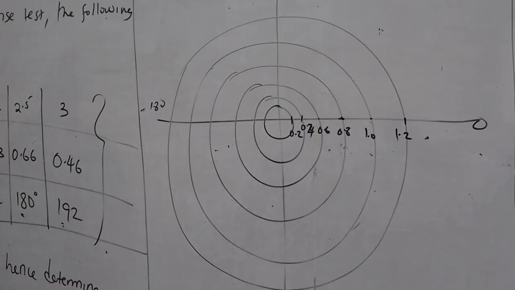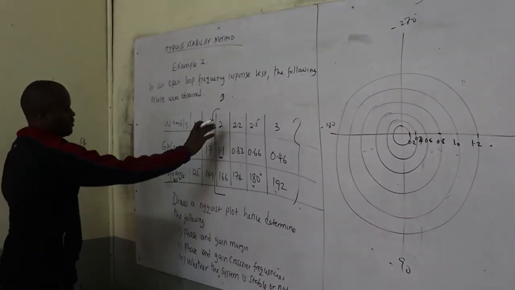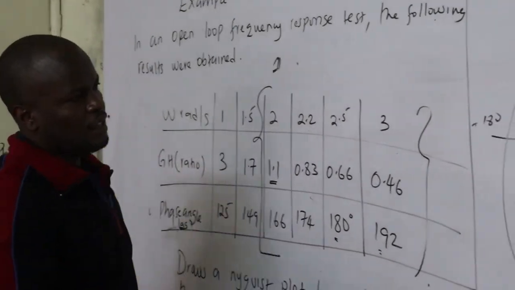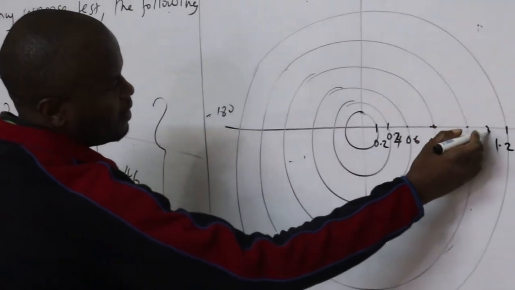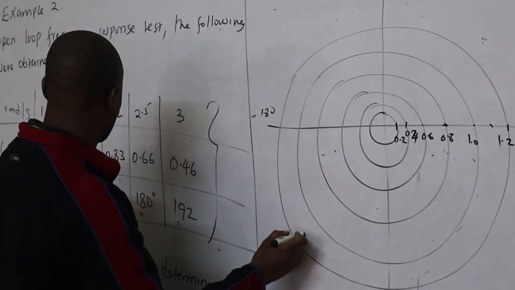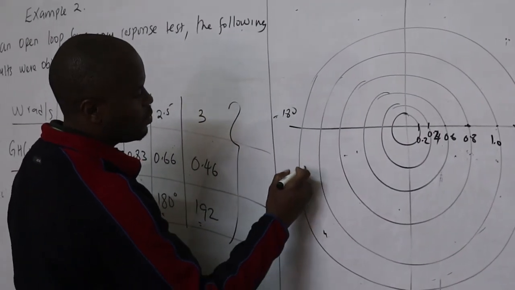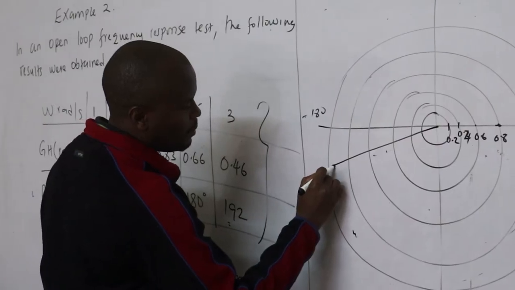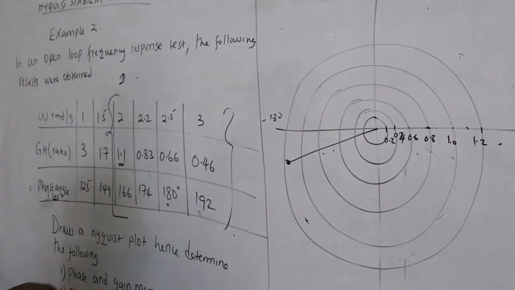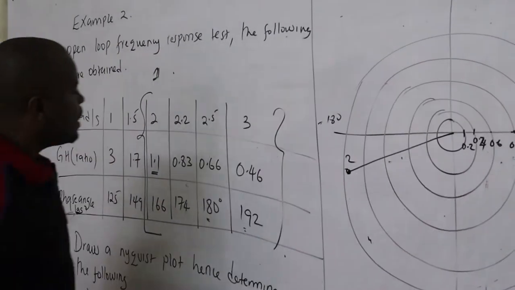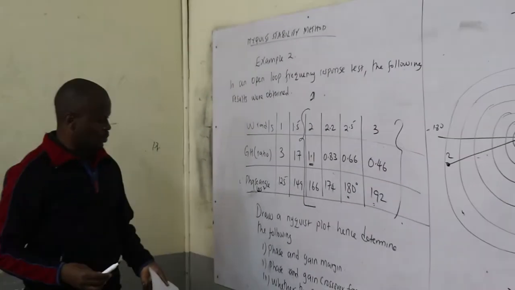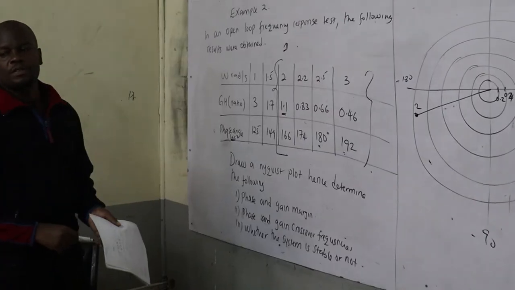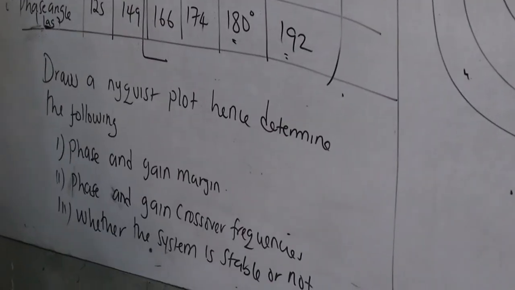After looking at that, we now take the values. Where 1.1 is, get the value of 1.1, let's say it is here, 1.1, and then the angle is 166. So we come to that, 1.1, 166. And you must write the frequency, which is 2 rads per second. The main reason why you are supposed to write these frequencies is because you will use them in order to determine both the phase and gain crossover frequencies by simple interpolation.